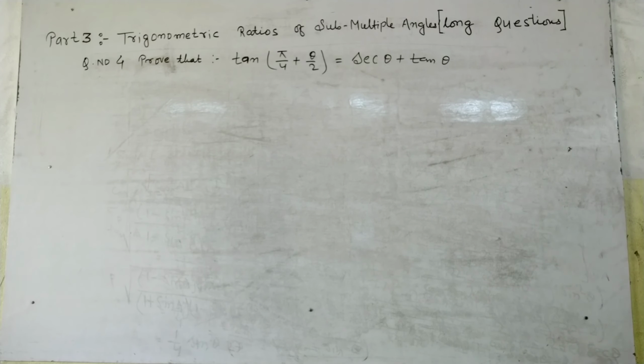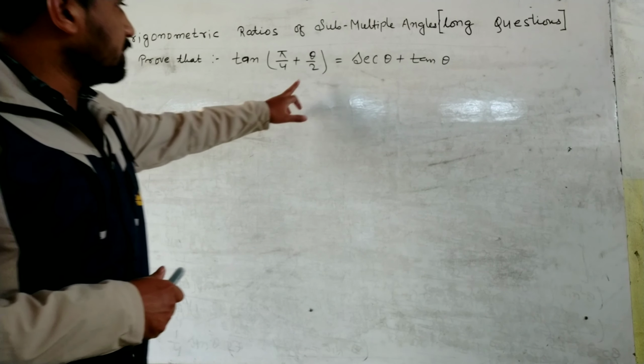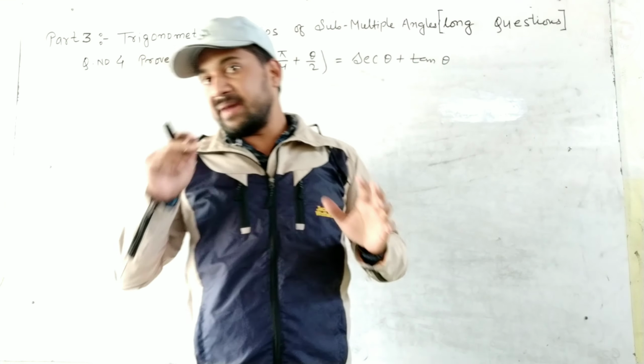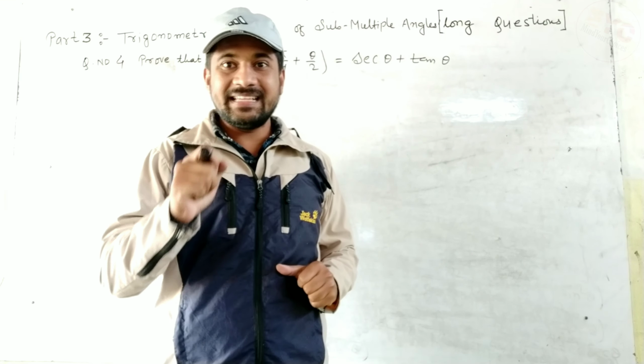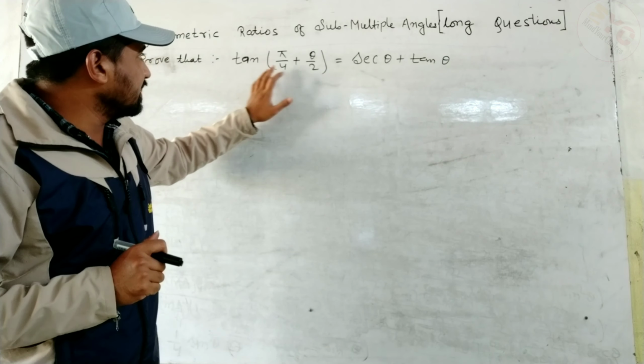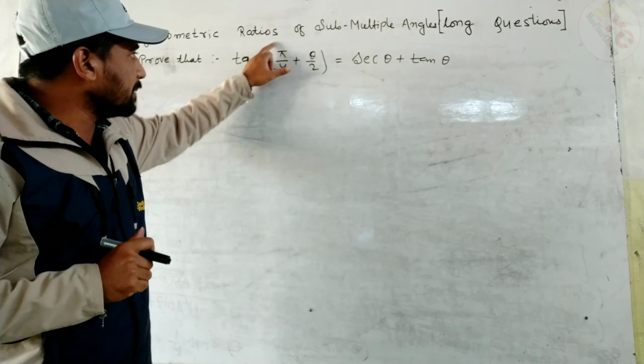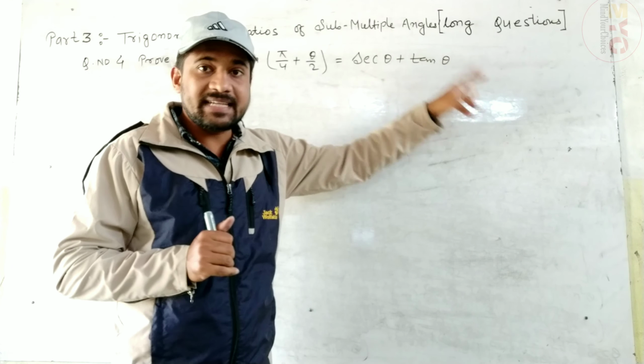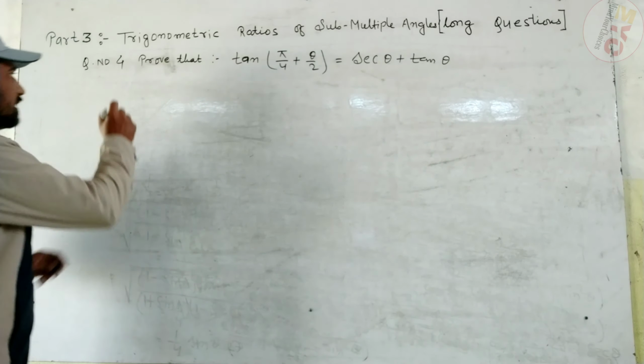Question number 4: prove that tan(pi/4 + theta/2) is equal to sec theta plus tan theta, which is very important and repeated the maximum number of times in the exam. Look here, this is in the form of tan(a + b). We have to prove tan(pi/4 + theta/2) = sec theta + tan theta. Take the LHS here.